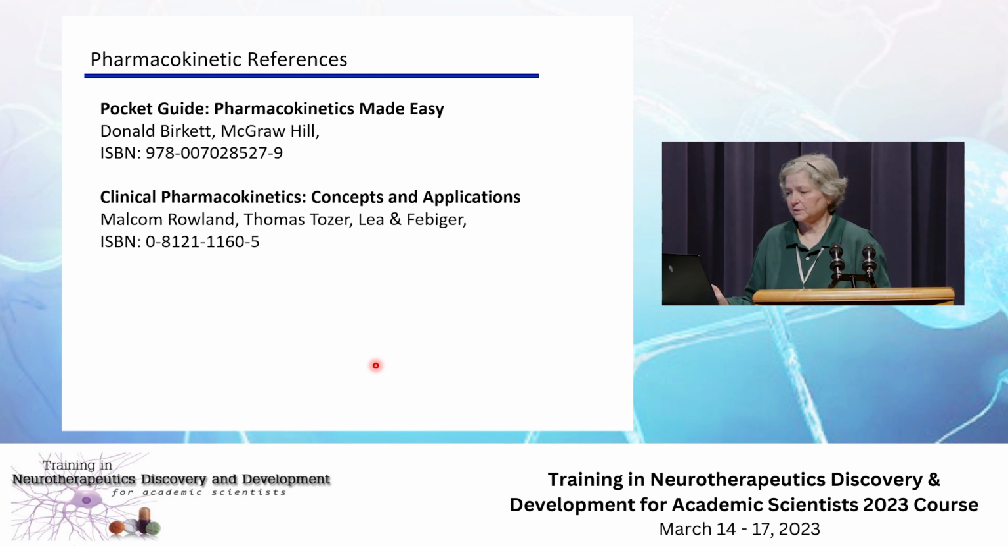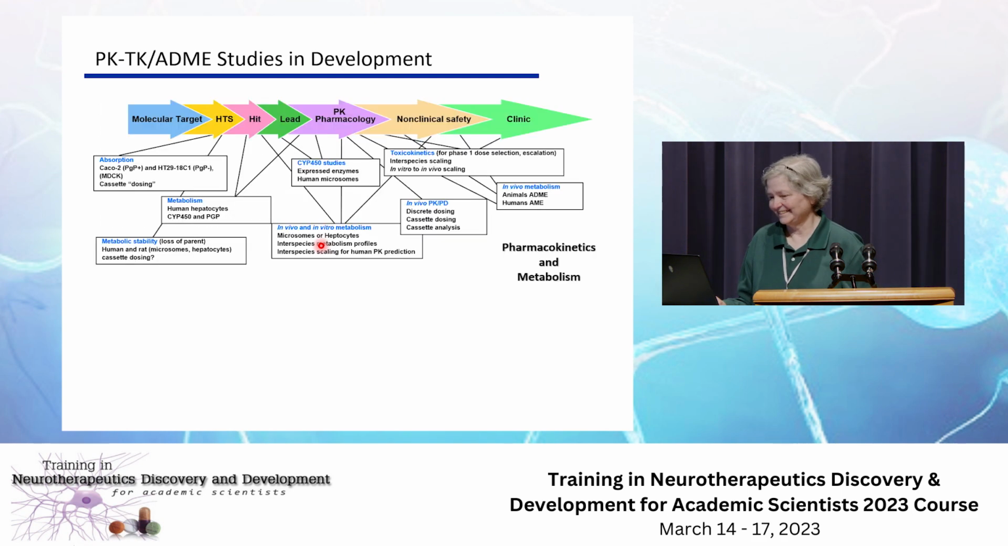Here's a couple of references. This is actually a very nice 30-page book that summarizes pharmacokinetics. If you want all the equations that are behind it, then get this larger book. This is just another version of the drug development pathway, going from a target through hit to leads, through preclinical development into the clinic, and all the different drug metabolism-related studies that might be done all through the drug development path.